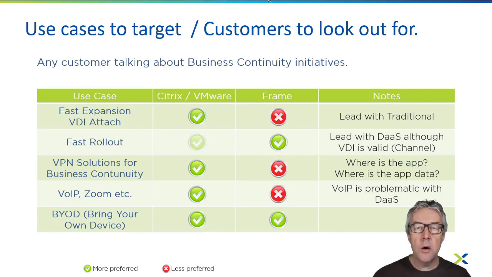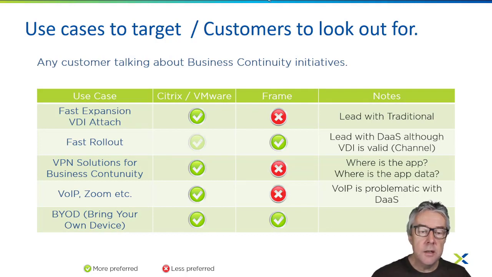I also talked about the one-click upgrades, the one-click simplicity, the linear scalability of Citrix or VMware running on-prem on a Nutanix cluster. That's the reason why I would say if you're confronted with a fast expansion, a VDI attach requirement, then Citrix or VMware is the obvious choice there. If you're confronted with fast rollouts, you need to get hundreds of users, hundreds of employees connected so they can work from home or work from anywhere, and you as a customer have never had anything to do with VDI or desktop as a service or end user computing, then Frame would be the logical choice.